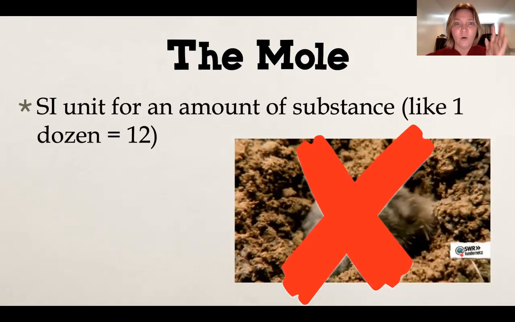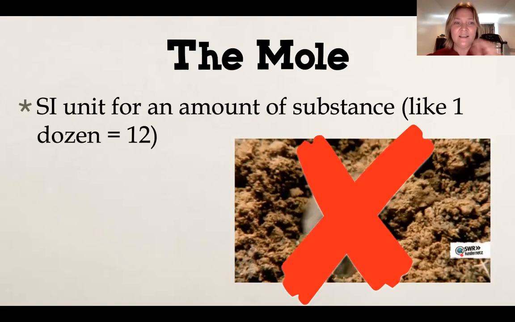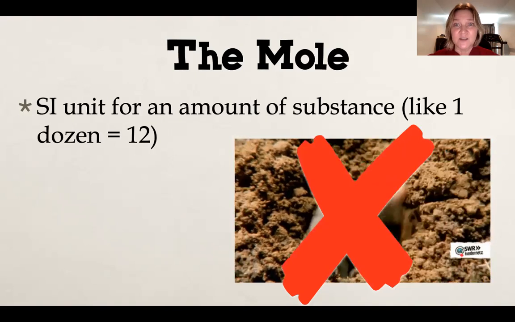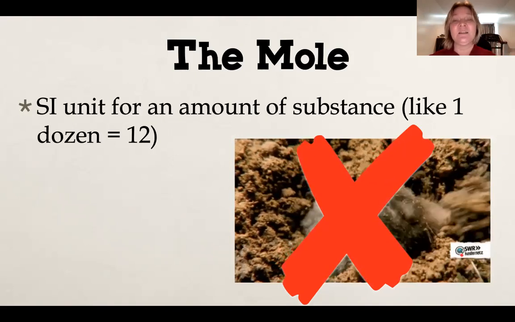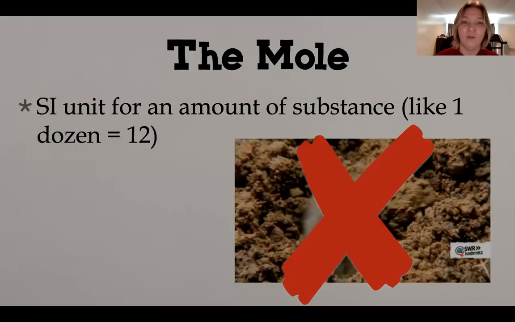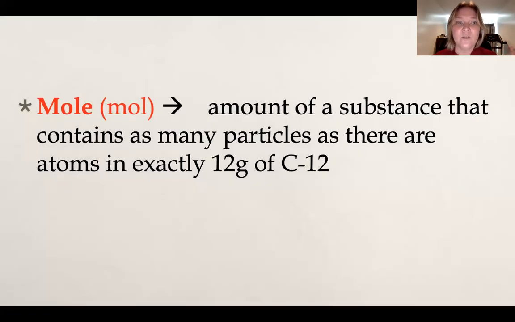Anyway, so the mole is the unit for an amount of substance. Just like the word 1 dozen specifies a specific amount, and that is 12. So the definition of a mole is the amount of substance that contains as many particles as there are atoms in exactly 12 grams of C12.